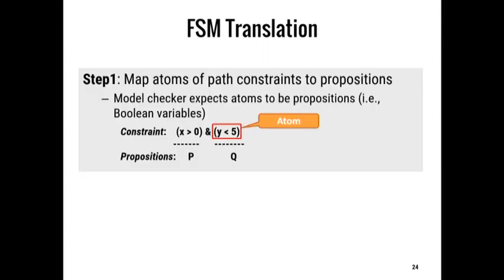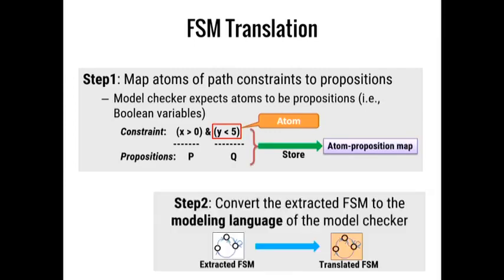We do that in two steps. In the first step, we map the atoms of each path constraint to a unique propositional variable, because the model checker doesn't understand what x greater than 0 means. The model checker expects everything to be Boolean variables. So we map each constraint, each atom, to a Boolean variable, and store this information for our later use. In the second step, we convert the extracted FSM to the modeling language that the model checker understands. And thus we get our translated FSM.